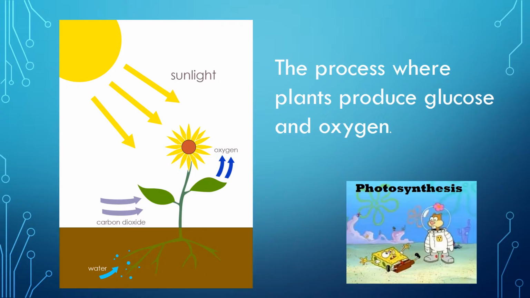Now, what is photosynthesis? Photosynthesis is the process where plants make glucose and oxygen. Plants synthesize food through carbon dioxide, water, and sunlight. Photosynthesis generally involves the green pigment chlorophyll and generates oxygen as a byproduct.